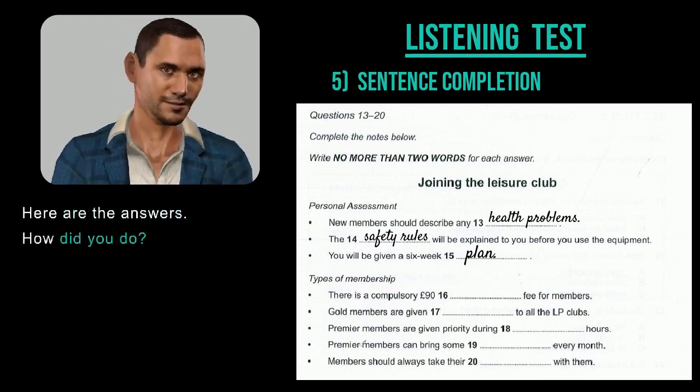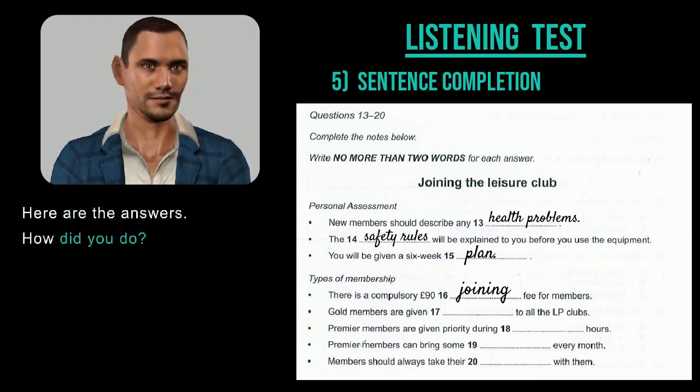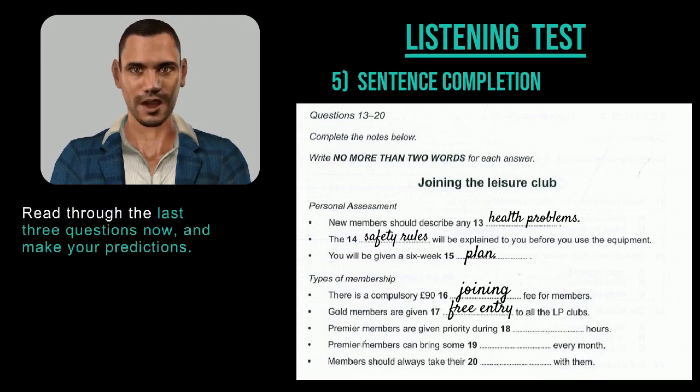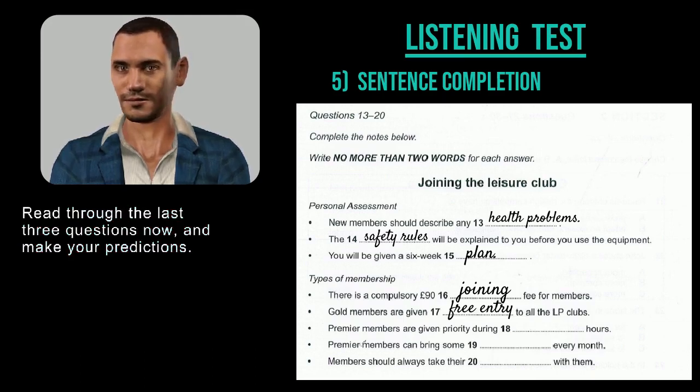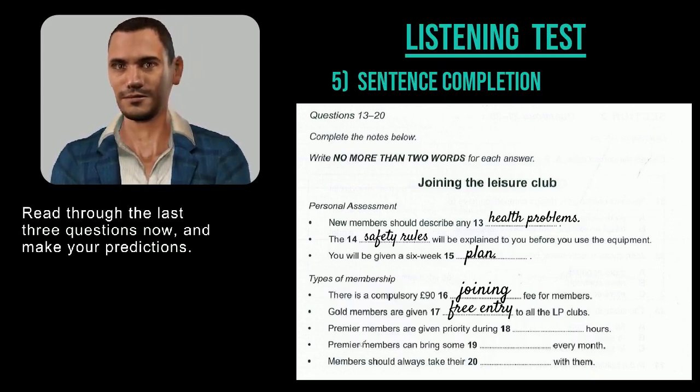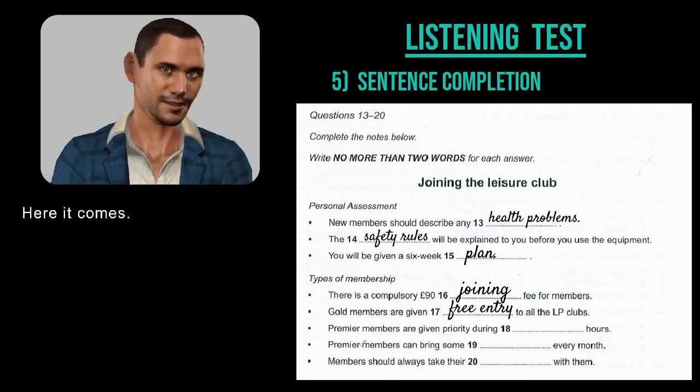Here are the answers. How did you do? Read through the last 3 questions now, and make your predictions. Here it comes.